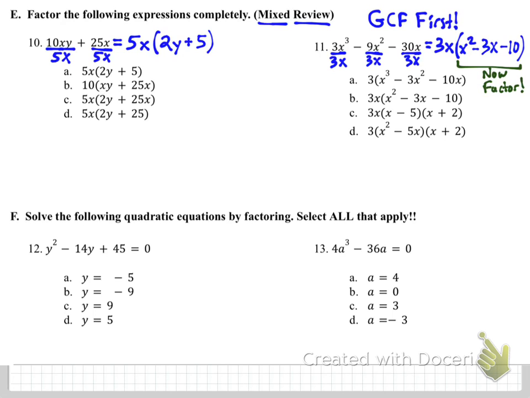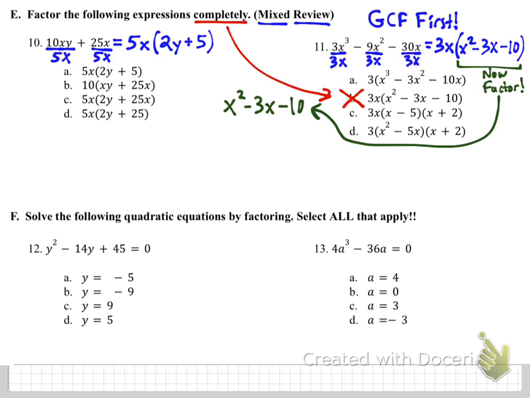Now, this we can also factor. If you ignore the next step, you're ignoring the word completely in the instructions. B is not correct because it is not completely factored. Yes, it's equal when you multiply it back out, but it is not completely factored. So let's write that down there and let's factor it.